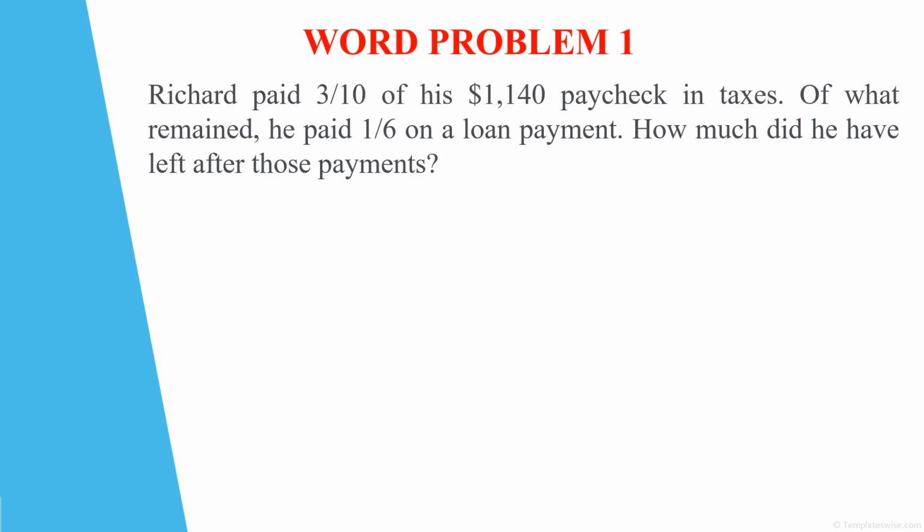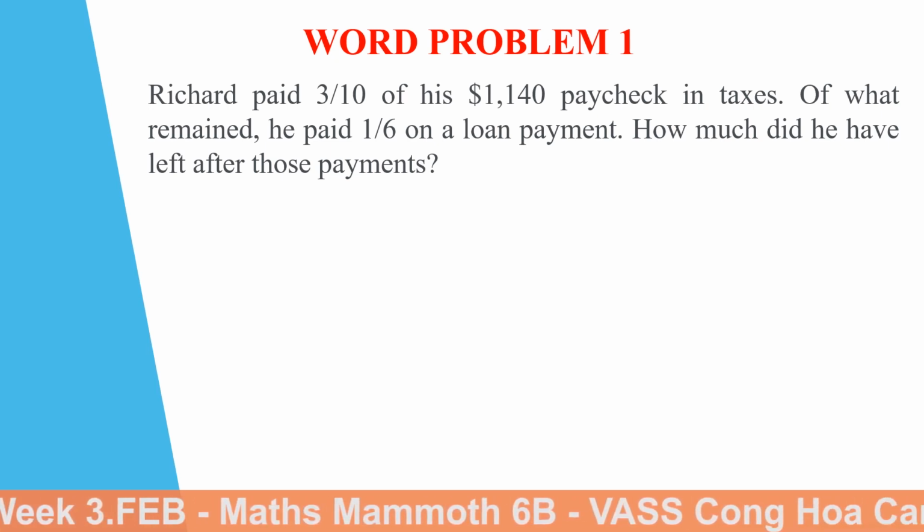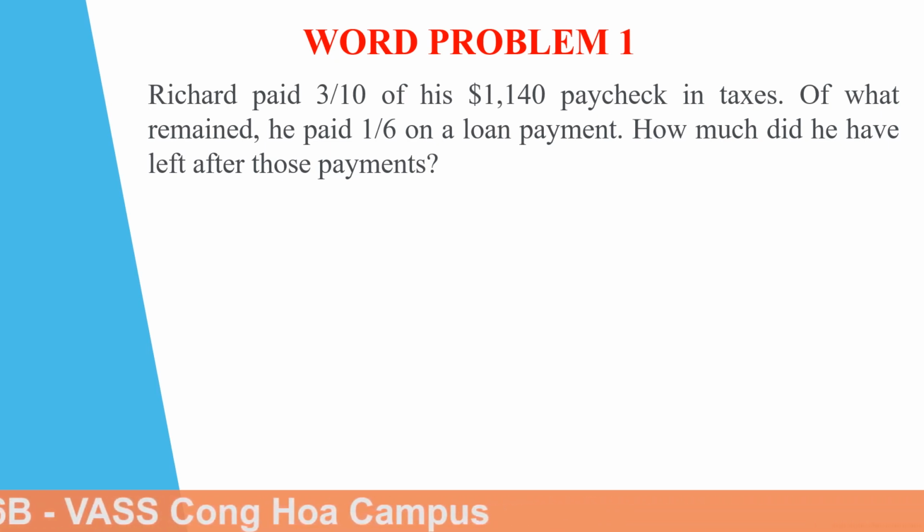So here we have our first word problem. Richard paid 3/10 of his $1,140 paycheck in taxes. Of what remained, he paid 1/6 on a loan payment. So the question is, how much did he have left after those payments? So after the taxes and after the loan.